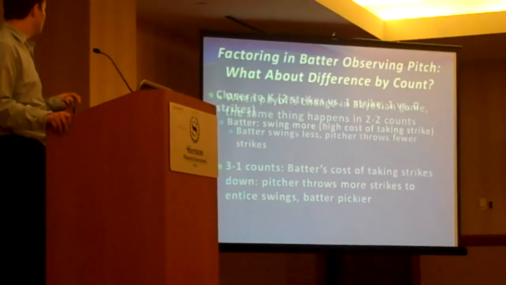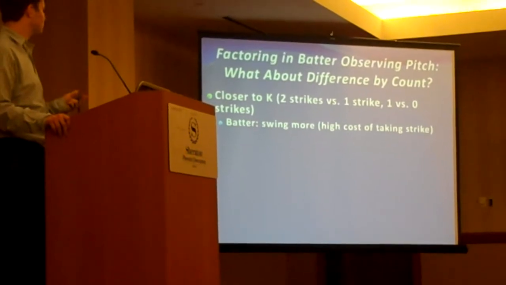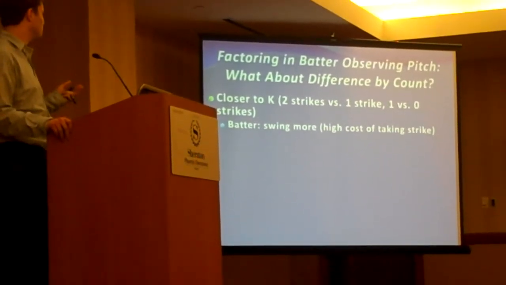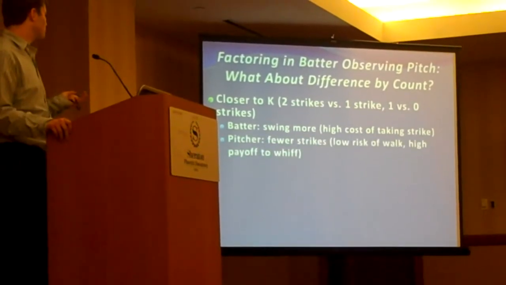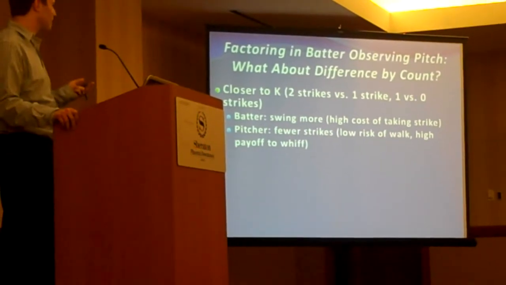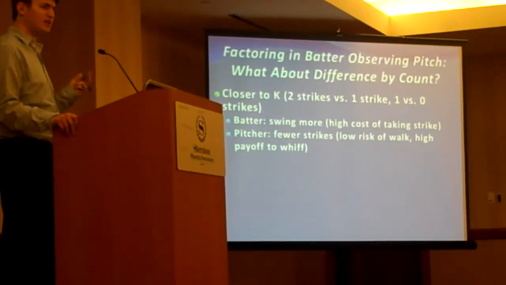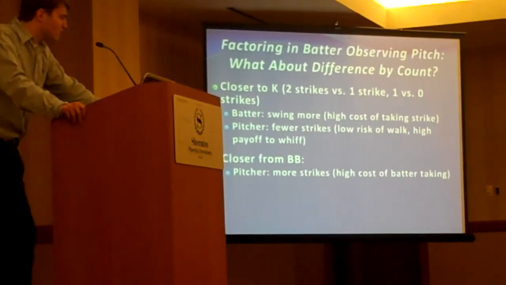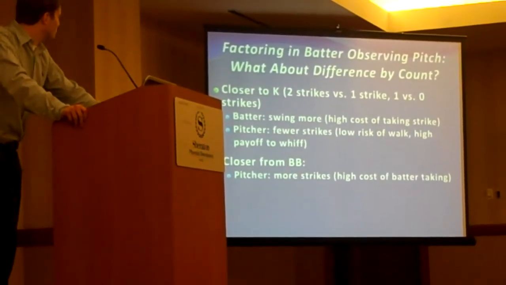Carrying it straight through, the closer you get to a strikeout, the more strikes there are, the batter's always going to want to swing more. Now he's got a higher cost of taking strikes, especially with 2 of them. And the pitcher's going to throw fewer strikes because of that, because there's lower risk of a walk, because he's more likely to end up with a strikeout, and because especially with 2 strikes, there's this really high payoff to getting a whiff.